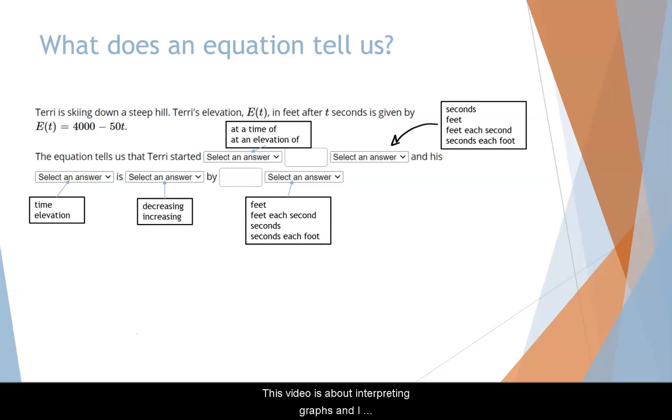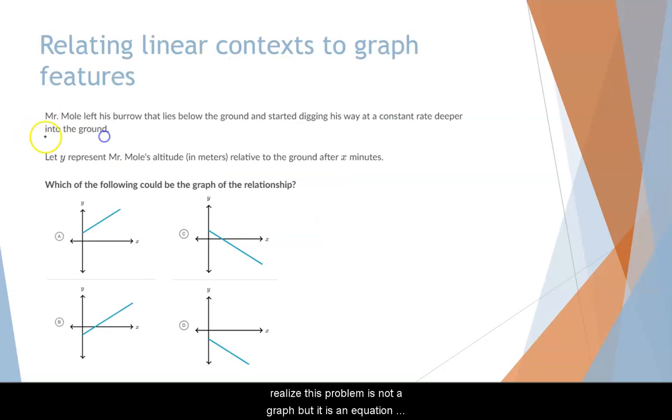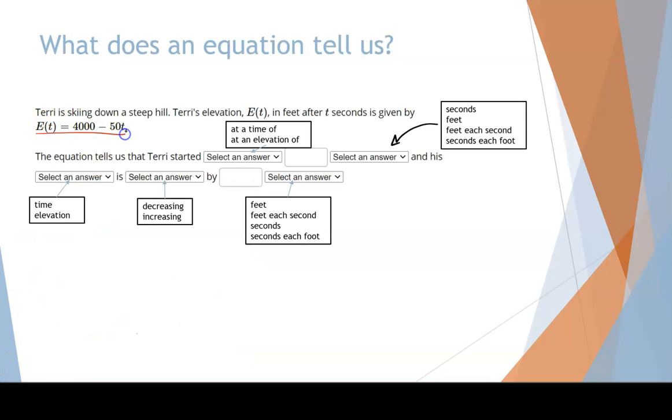This video is about interpreting graphs, and I realize this problem is not a graph, but it is an equation, and equations tell us about what a graph would look like. So this particular equation, it's a function, e as a function of t, so elevation is a function of time, and time is in seconds, equals 4,000 minus 50t. So just what we know about graphing, we can kind of get a picture of what this is looking like.